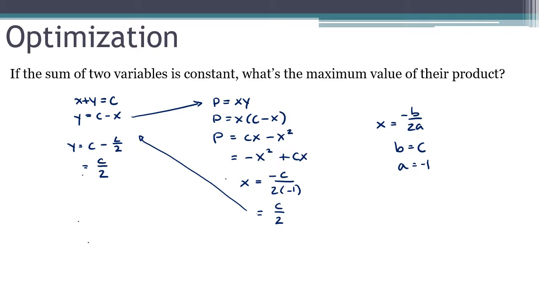And now we have both values, right? If we know that the sum of two variables is constant, then the maximum value of their product occurs when x and y are both equal to half of that constant value.